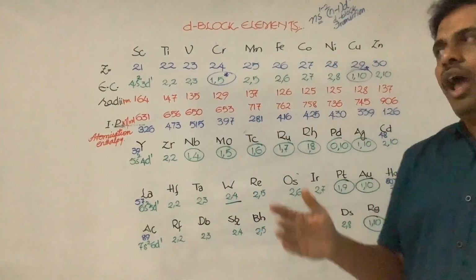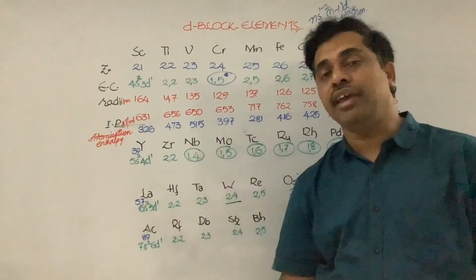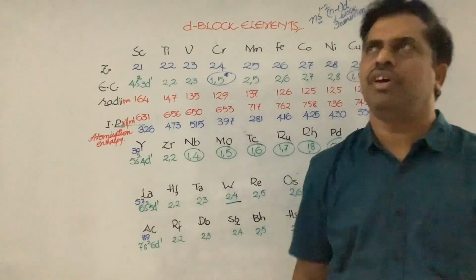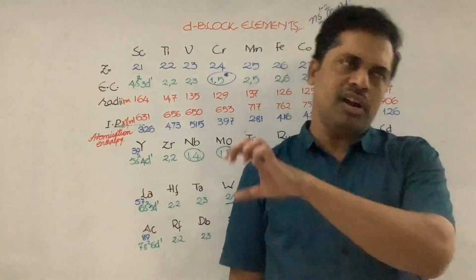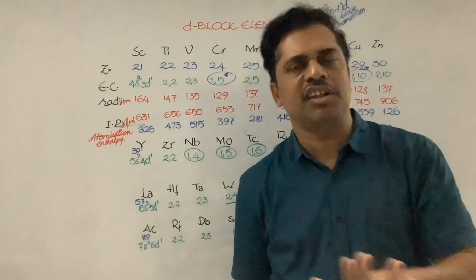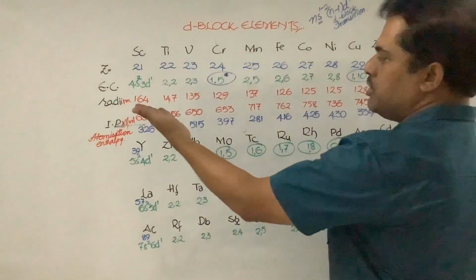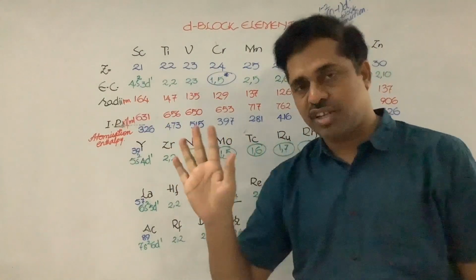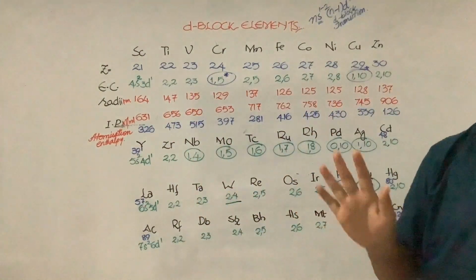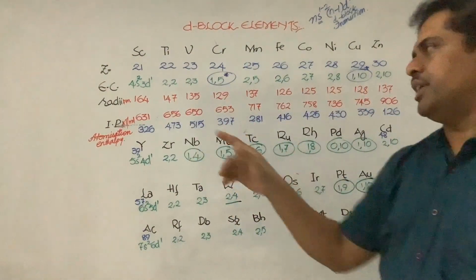Yes, here also decrease is there, but the decrease is not so high as we discussed in the case of representative elements, S block, P block elements. That much decrease is not there. Of course, decrease is there, definitely. You can see some radii I have mentioned here, in picometers. These values are exclusively taken from NCERT, just for reference purposes. We don't want to do much on this.